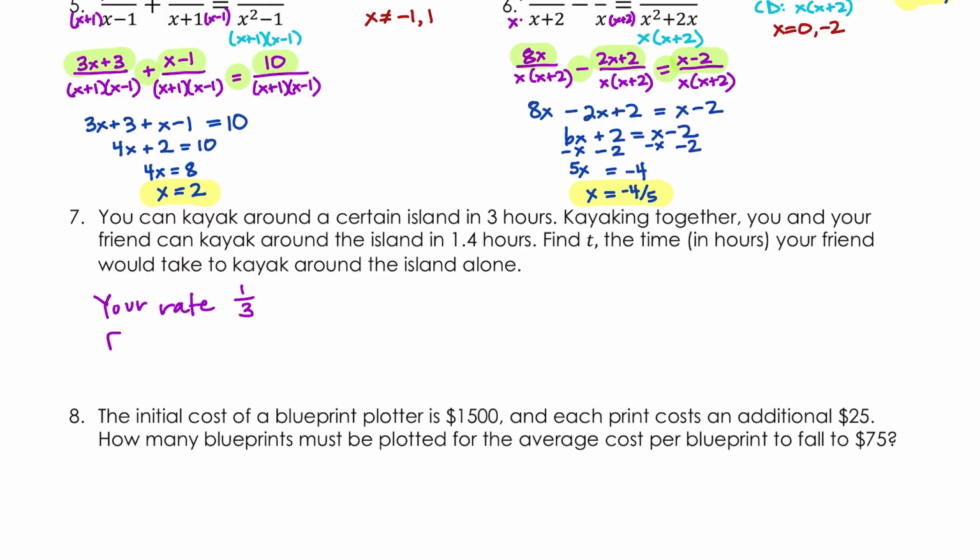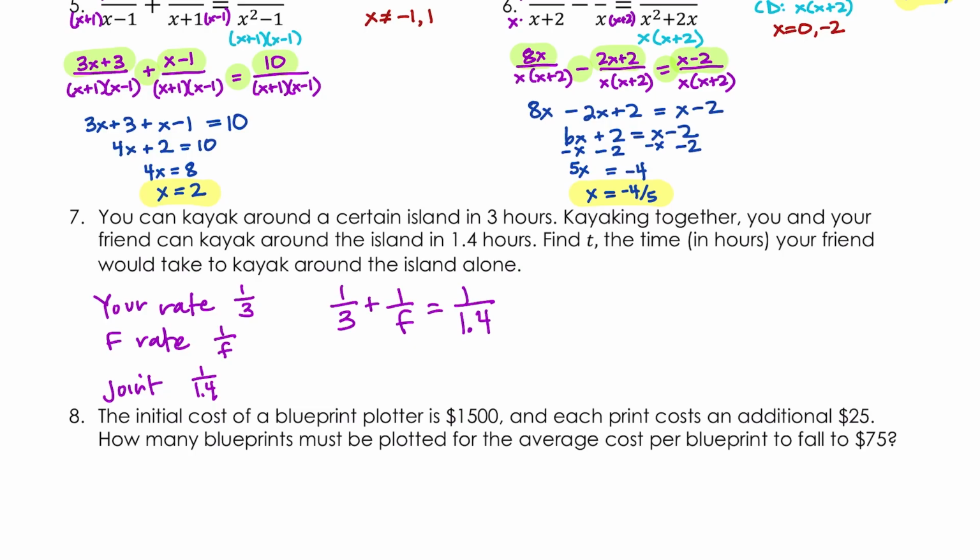Your friend's rate, we don't know. They're asking how long it would take. So I'll put 1 over F, and F is going to be how long your friend would take. And then your joint rate is 1 over 1.4. Okay, so remember how we set this up. Your rate plus your friend's rate is going to be your joint rate. And so that is our equation.